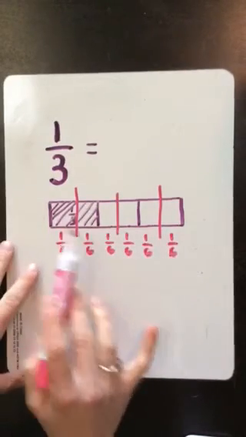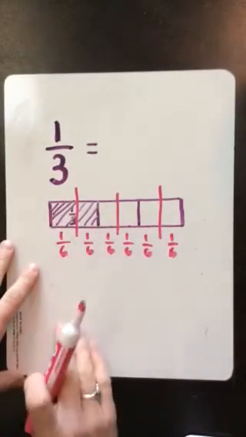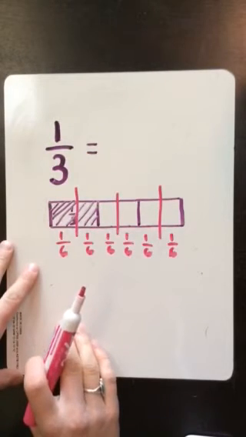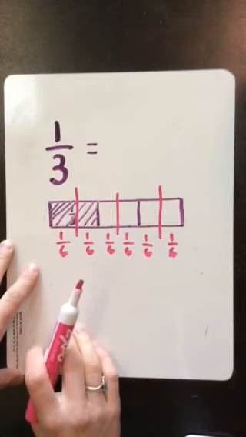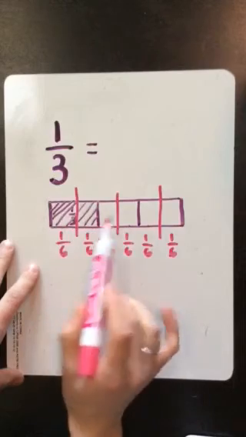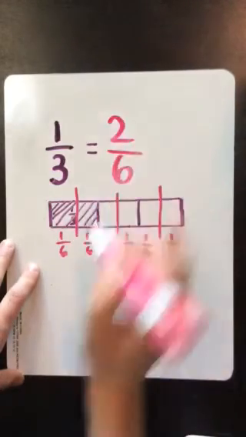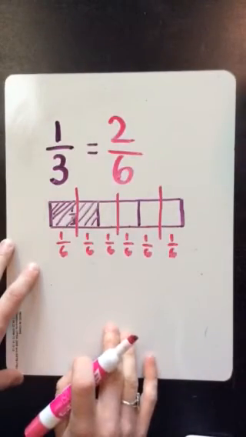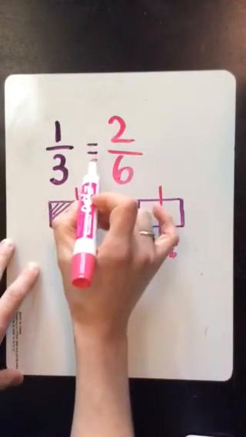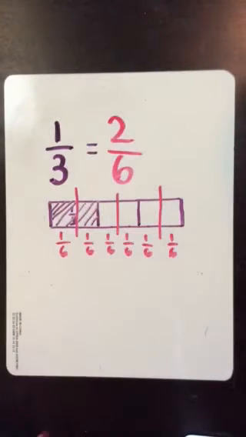Now let's take a look. 1/3 is equivalent to how many sixths? 1/6, 2/6. So I can show that here. 1/3 is equivalent, or equal, or the same as 2/6. Is there another fraction that might be equivalent to 1/3?